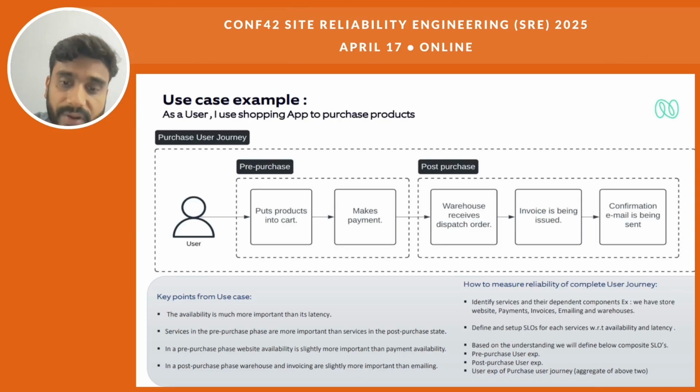First is to identify the services and the dependent components. According to this user journey, we have a store website, payments, invoices, emailing, and warehousing. These are the services that we have identified. Then we will set up individual SLOs for each service with respect to different metrics like availability and latency. And based on that understanding, we will define the composite SLOs, like the pre-purchase user experience and the post-purchase user experience.